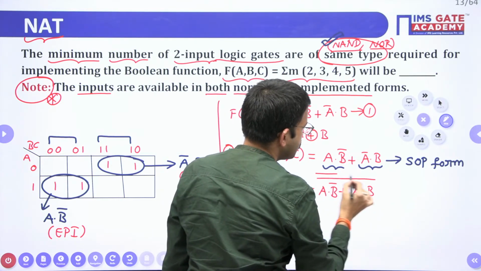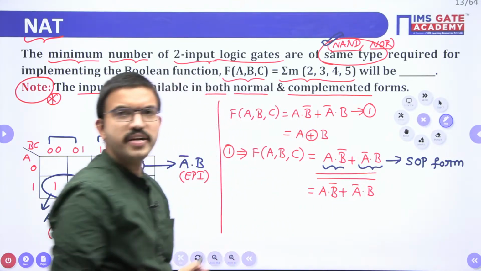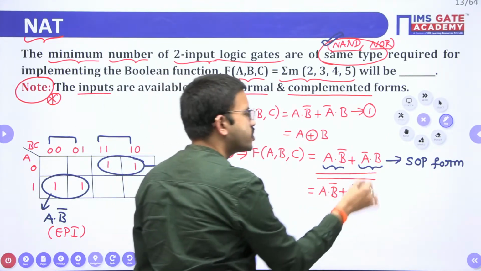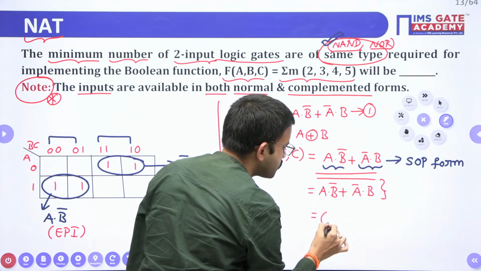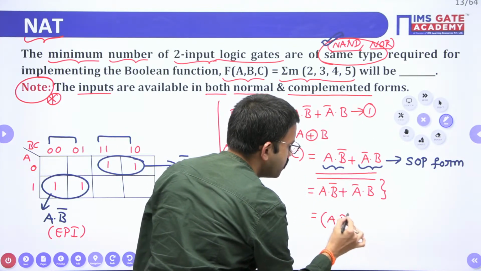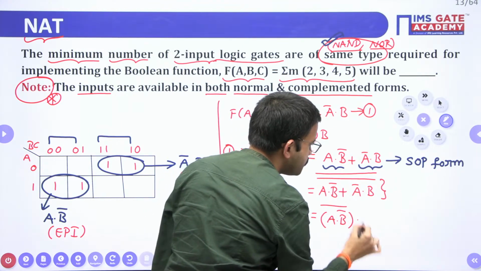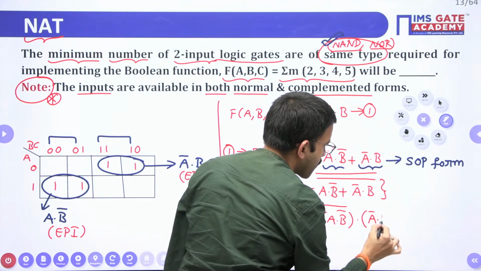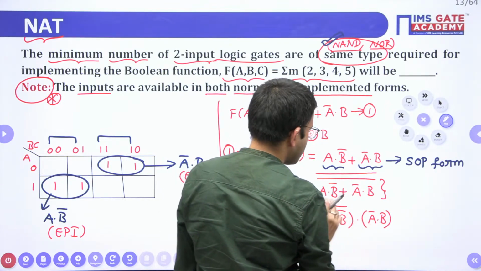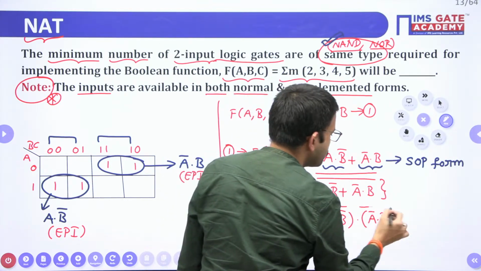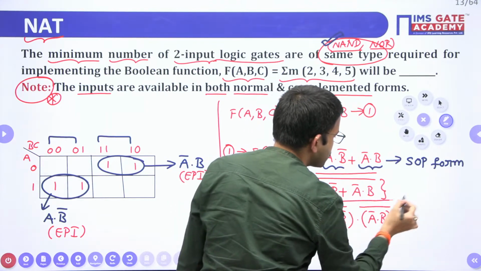So here just apply 2 times complement. Okay, you will get the same functionality. For inner complement, apply De Morgan's law. So first term complement and second term complement, and keep external complement as it is.